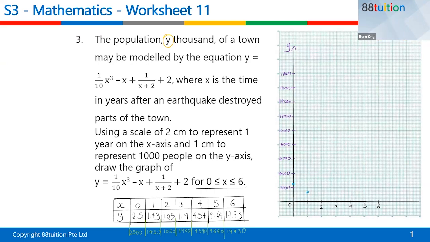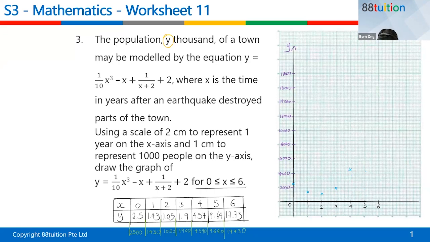1 is 1,430. 2 is 1,050. 1,000 is here, 1,050 is here. 3 is 1,009, which is here. Oh my goodness, my eyes are spoiled already. 4 is 4,570. 4 is 4,000, this is 5,000, and 4,570 is here. Okay, as best as you can, no choice.